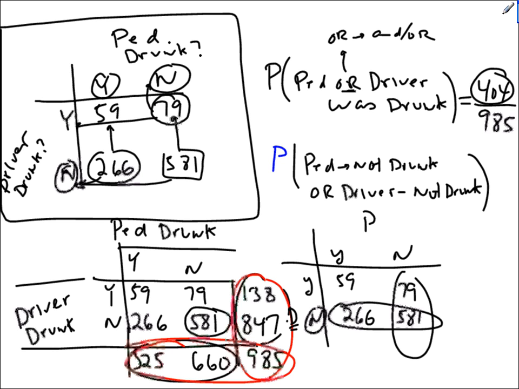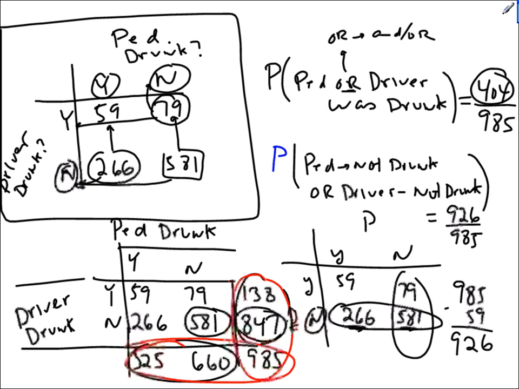Or from the total, from the 985, instead of adding up 266 and 581, which we already know because it's right here, it's 847, and then adding the 79, we can just take away the 59. It's all but these 59, which if I did my arithmetic right, is 926. 970, 985. So the answer would be 926 out of 985. Either the pedestrian or the driver was not drunk. Which is pretty, well, if you said "and," that would be pretty good, but at least one of them was not drunk. We just don't include the 59, that's when they're both drunk.